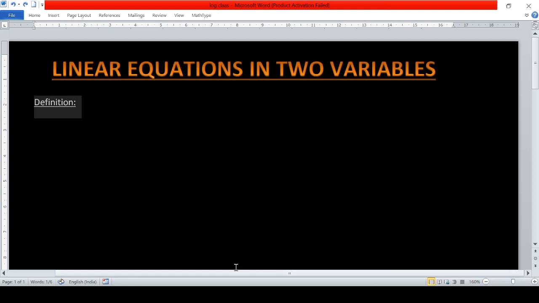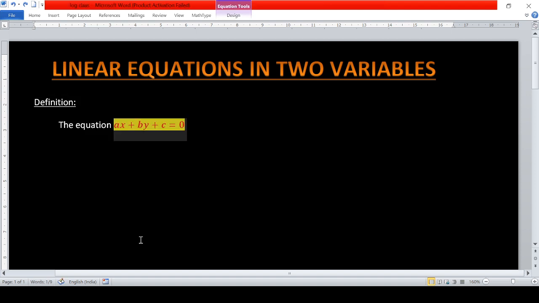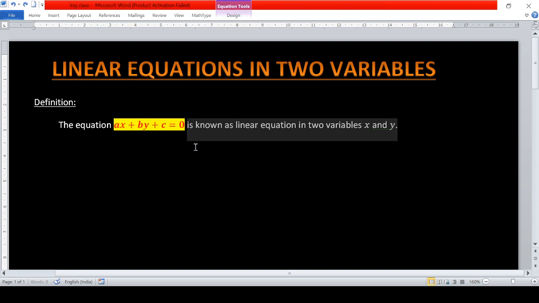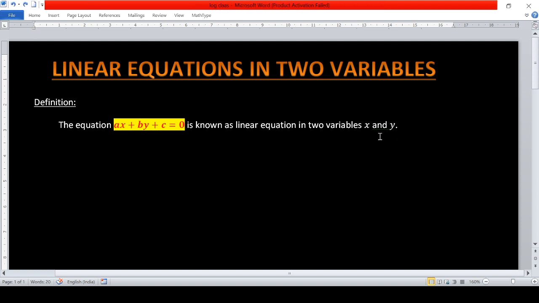Definition: the equation ax plus by plus c equal to 0 is known as a linear equation in two variables x and y. So this is a linear equation in two variables. What are the two variables? x and y. Why is it called a linear equation? The powers of the variables x and y are 1. That's why it is called a linear equation in two variables.